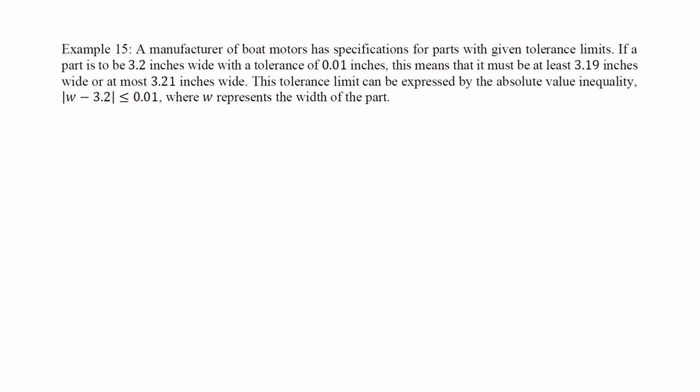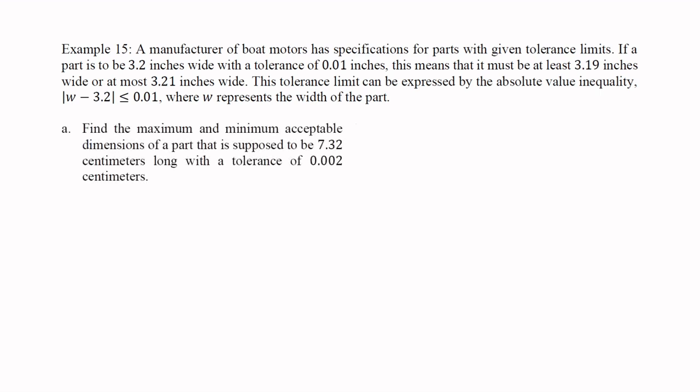Now let's take a look at an application. A manufacturer of boat motors has specifications for parts with given tolerance limits. If a part is to be 3.2 inches wide with a tolerance of 0.01 inches, this means that it must be at least 3.19 inches wide or at most 3.21 inches wide. This tolerance limit can be expressed by the absolute value inequality: the absolute value of W minus 3.2 is less than or equal to 0.01, where W represents the width of the part.